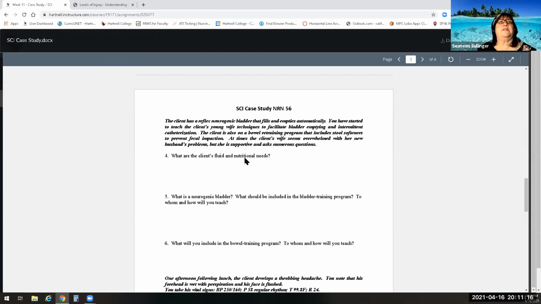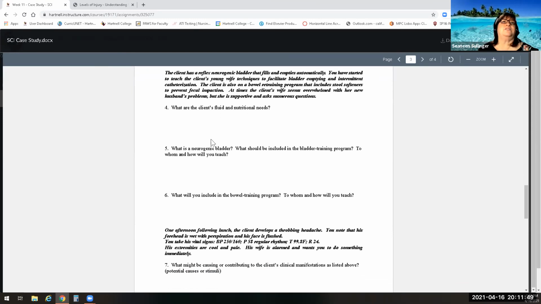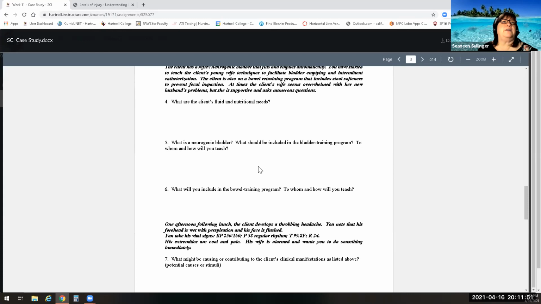And so then he has reflex neurogenic bladder that fills and empties automatically. You started to teach the wife how to facilitate the bladder emptying, and you've taught her intermittent catheterization. He's also on a bowel retraining program. So stool softeners, right? There we go, to prevent fecal impaction. And then at times the wife seems overwhelmed, right, with her new husband's problems. So not only did he just have an injury, they're newlyweds still, right? And so nutritional needs. And then it asks you to talk about the neurogenic bladder.